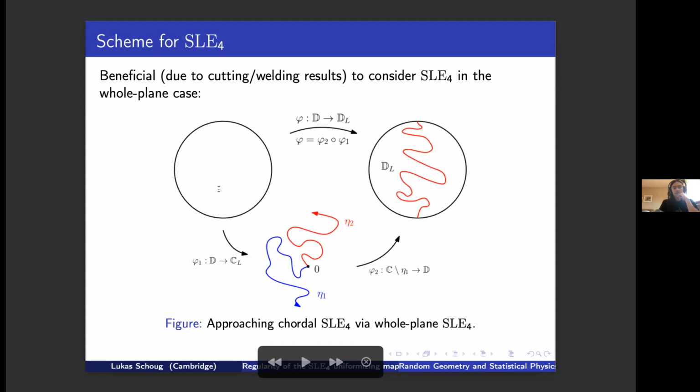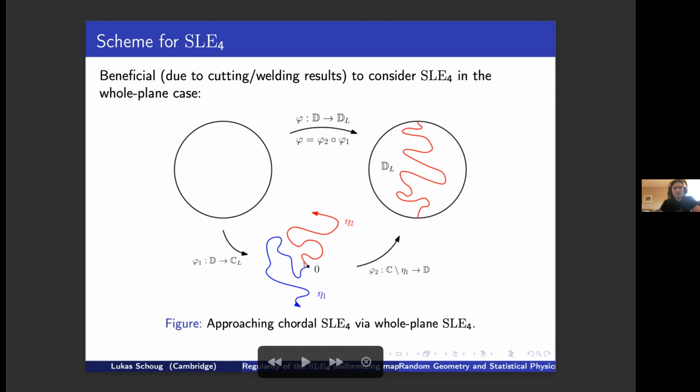So you take this conformal map from the unit disk to the left side of this curve, and then you take a new conformal map from the complement of this curve eta 1 to the unit disk, because then this takes everything outside of this blue curve here back to the unit disk. So this boundary here will just be the blue part here, and the resulting curve here is just an SLE4 from 0 to infinity, which is mapped here, so it gets from -i to i.